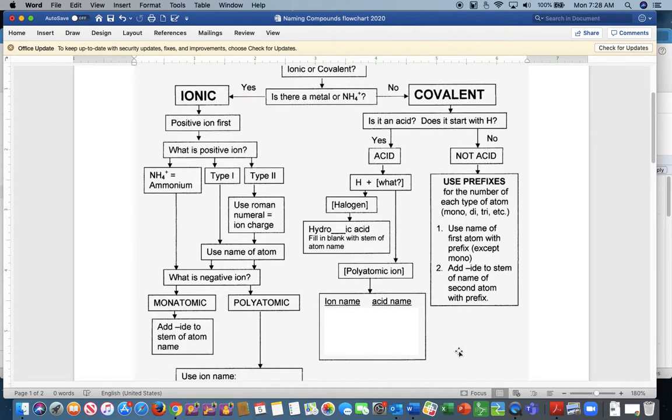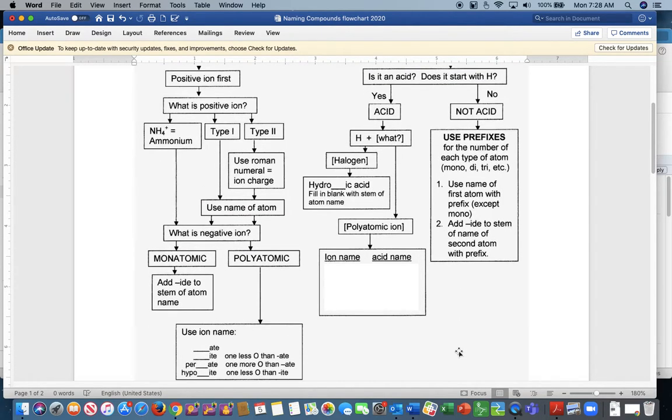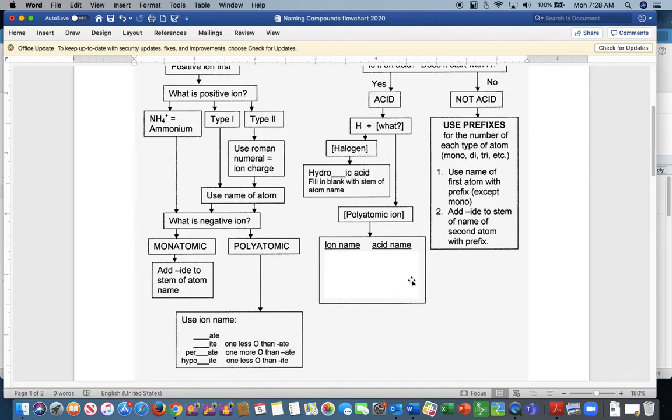However, if it is not with a halogen, if it is with one of our polyatomic ions, then we have a little bit more difficult road ahead of us, because we have to figure out what that polyatomic anion is, because that's going to tell us the name of the acid. And so if the polyatomic ion's name was something like nitrate, then if I put an H in front of NO3-, I get nitric acid. If it was NO2-, and so that would be nitrite, then it would be nitrous acid.